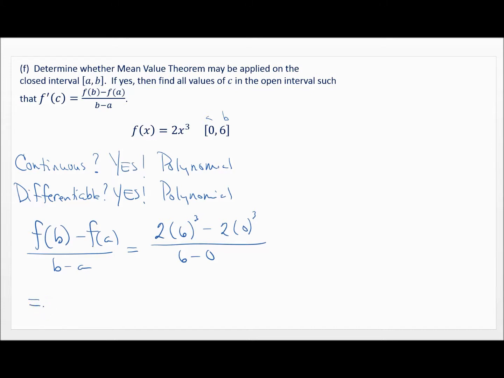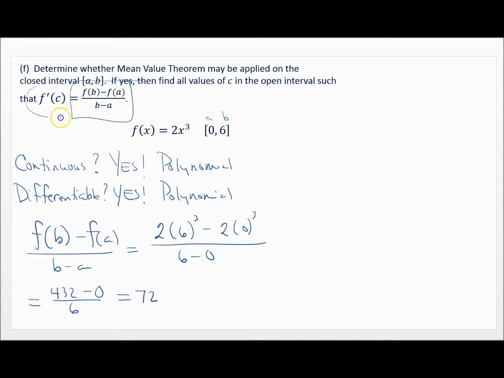Continue to simplify. I calculate 6 to the third and multiply it by 2, and I get 432, minus 0 to the third, 0 times 2, 0, over 6 minus 0 is 6. Does 6 go into 432? It does, 72 times. So that is the slope. It's pretty steep. If I were to graph this, we would have a very steep line between 0 and 6, those points plotted. Okay? Now, I've got this part handled.